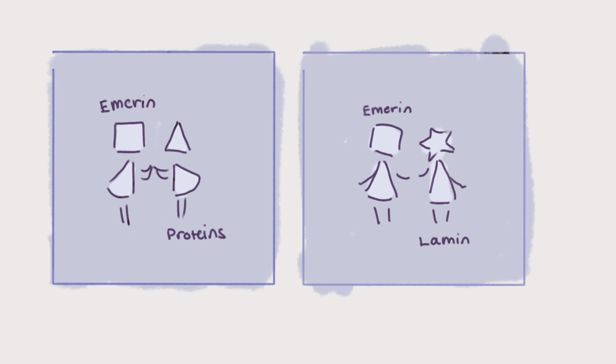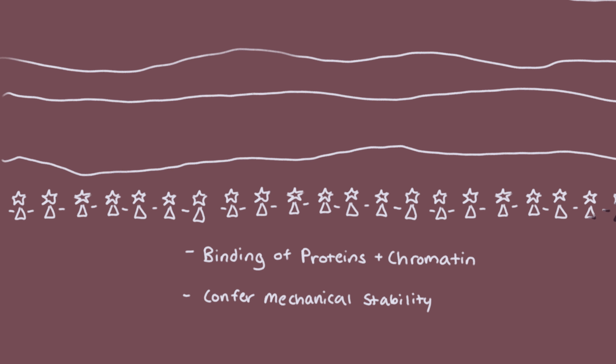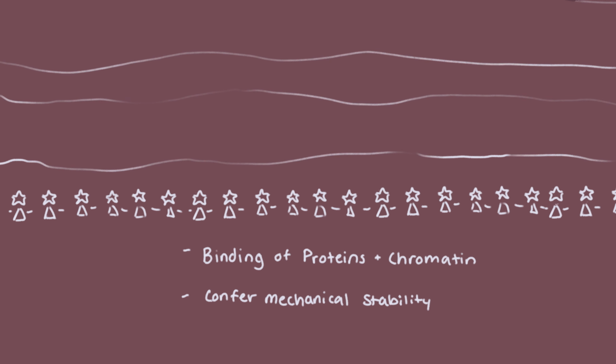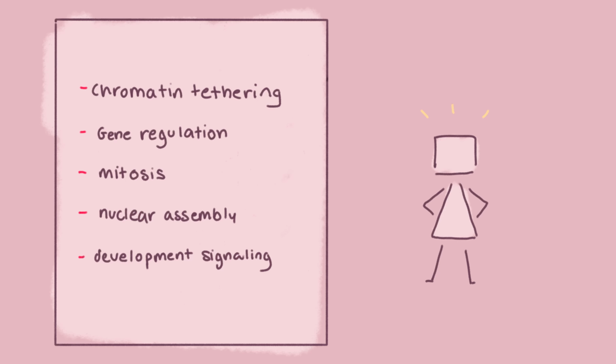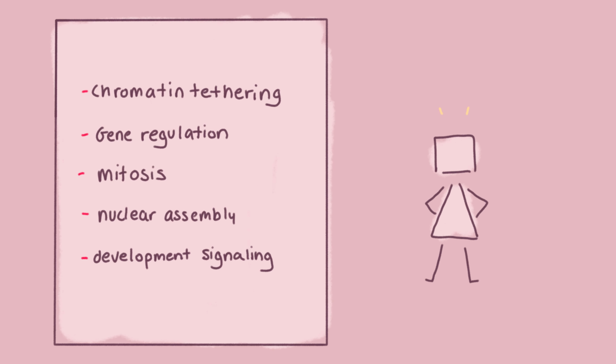Lamins, in case you didn't know, line the inside of the nuclear membrane, where they provide a platform for the binding of proteins and chromatin and confer mechanical stability. As mentioned previously, emerin is a component of the inner nuclear membrane. It contributes to numerous cellular processes, including chromatin tethering, gene regulation, mitosis, nuclear assembly, and developmental signaling.